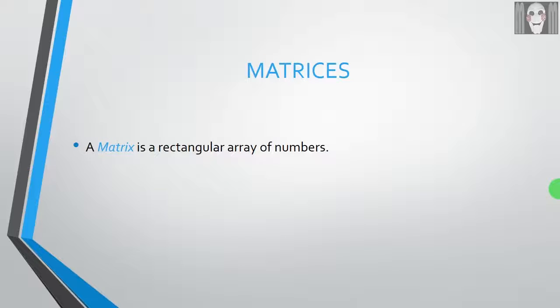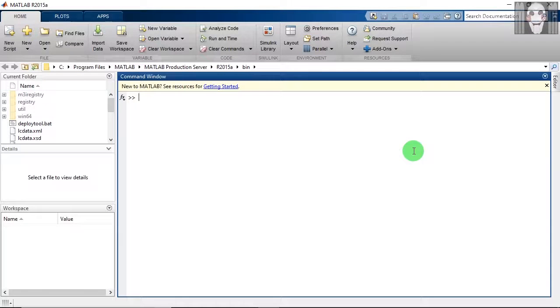Next, we will move on to matrices. A matrix is a rectangular array of numbers. So let us see the syntax of entering a matrix. As you can see, whenever you are entering elements in a row, they are separated by commas, and when you are entering an element of the next row, you have to put a semicolon in between.